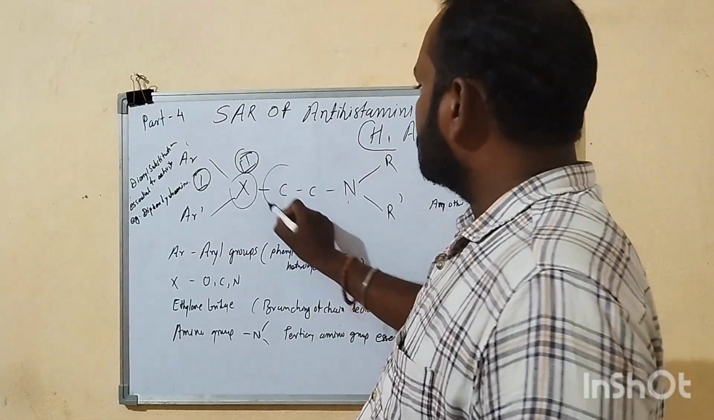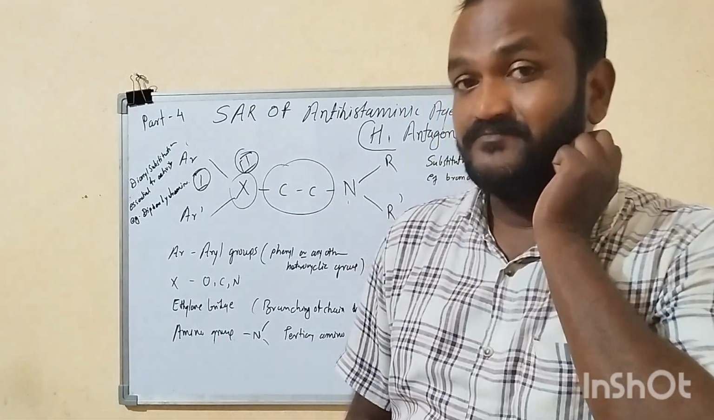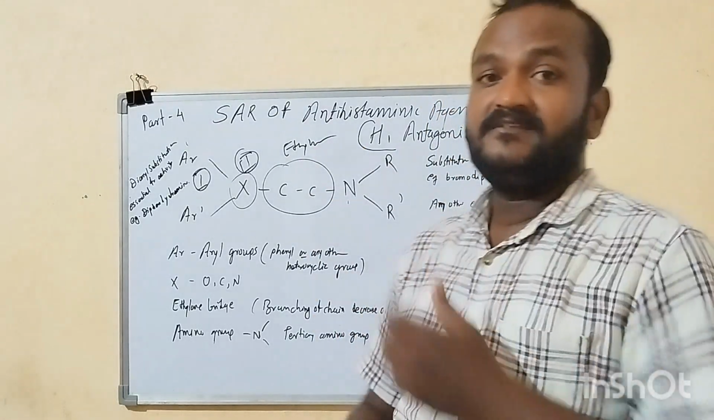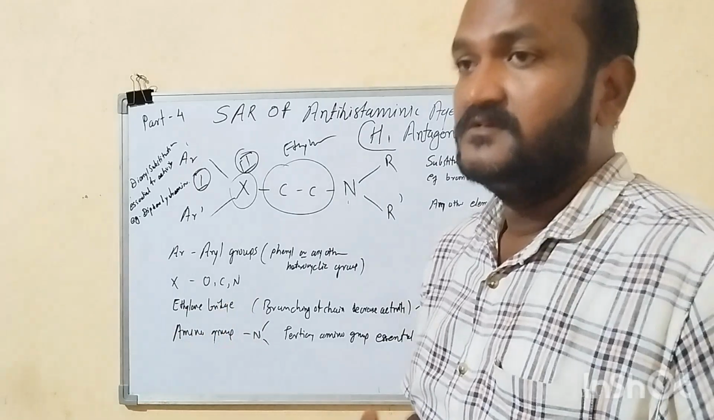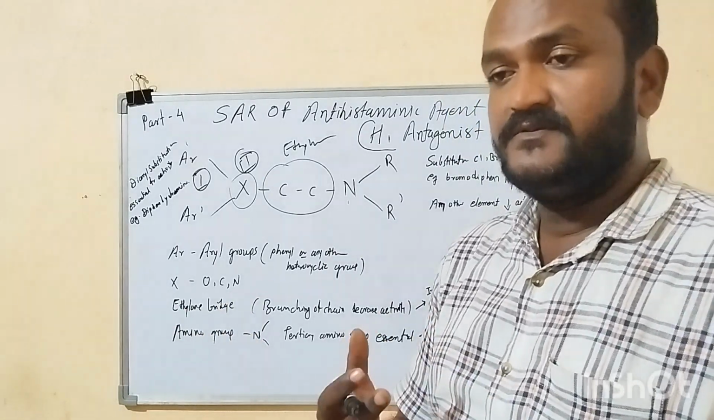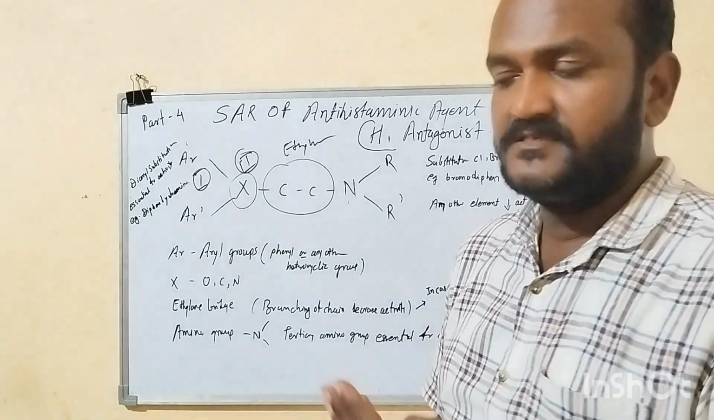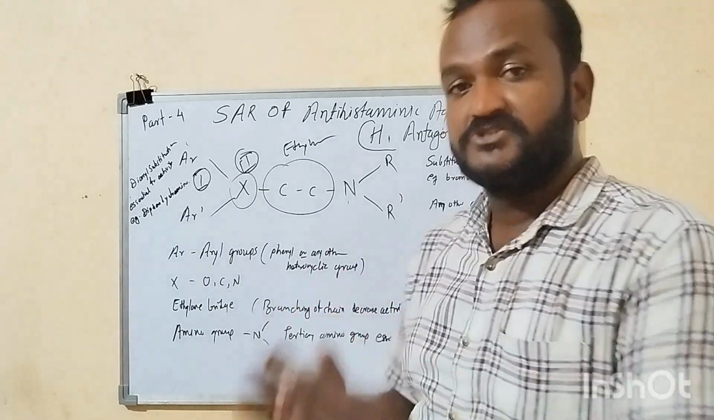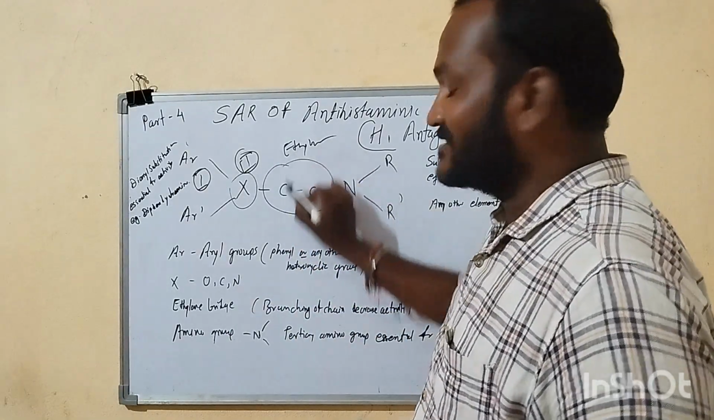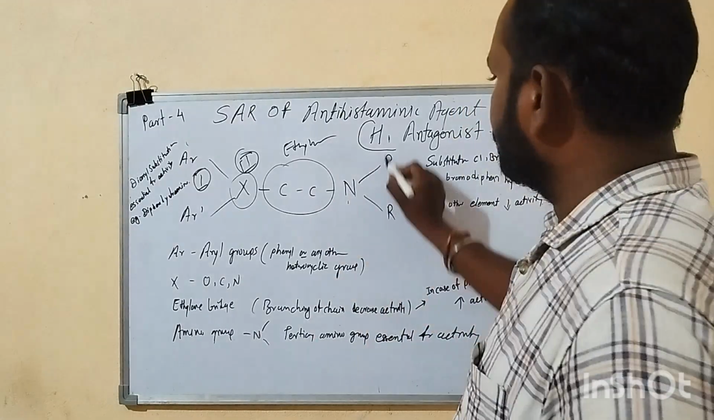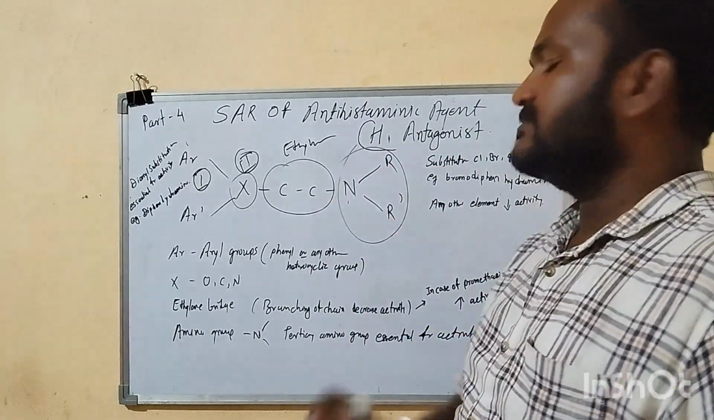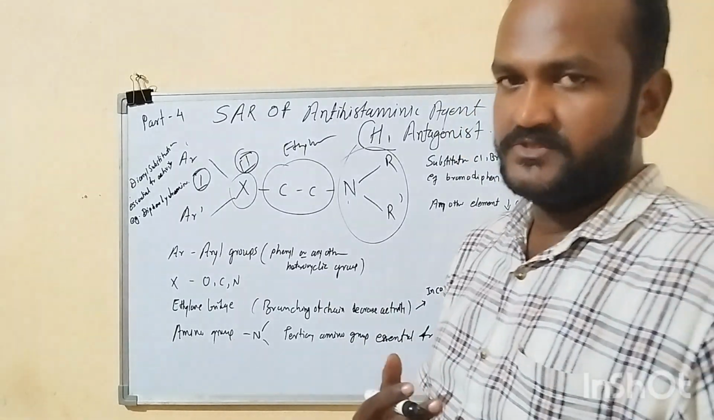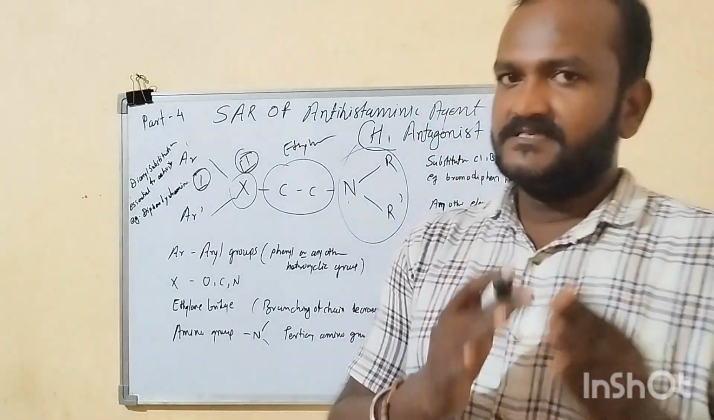Next is the ethylene bridge, the third subpart. Here we can increase the chain of the ethylene bridge, and we will see in this video whether it increases or decreases activity. First of all, be clear how many parts there are in the structure. The third one is the ethylene bridge and the last part is the amino group. A tertiary amino group should be there for increasing the activity of the H1 antagonist.